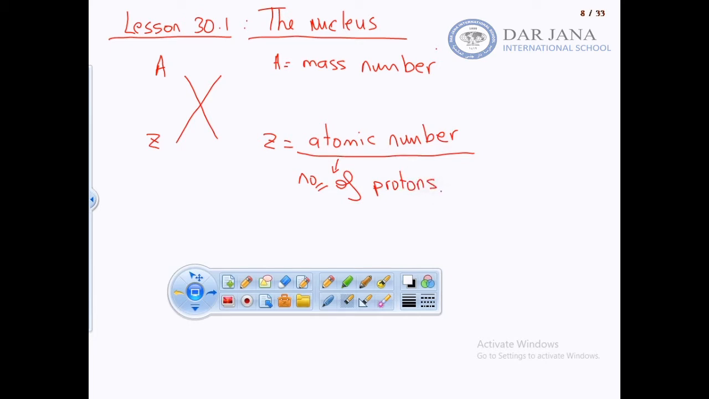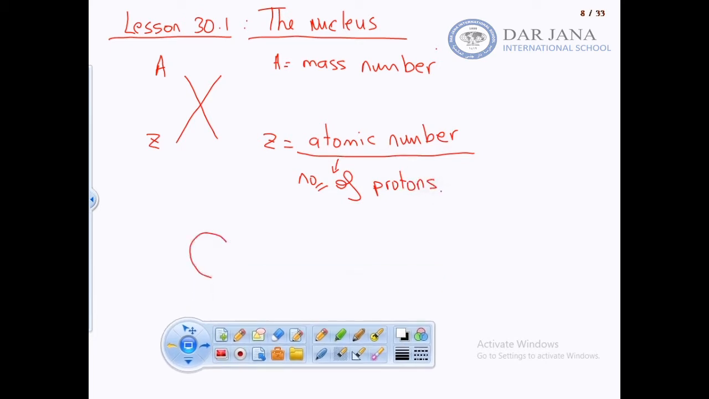So we are talking about the nucleus. This is the nucleus. It has protons and it has neutrons. So the number of protons in a nucleus is called the atomic number. Its symbol is Z, the small number next to the symbol of the element.